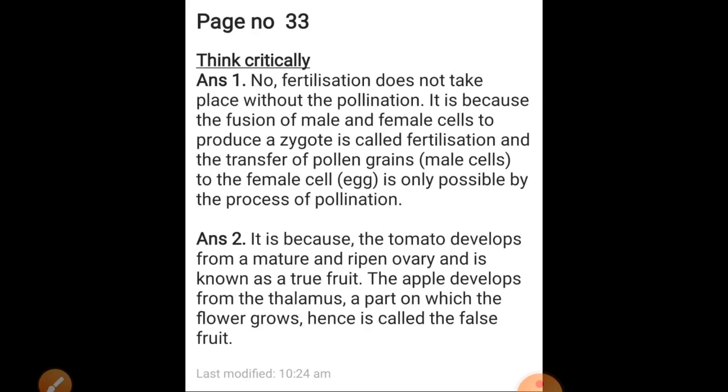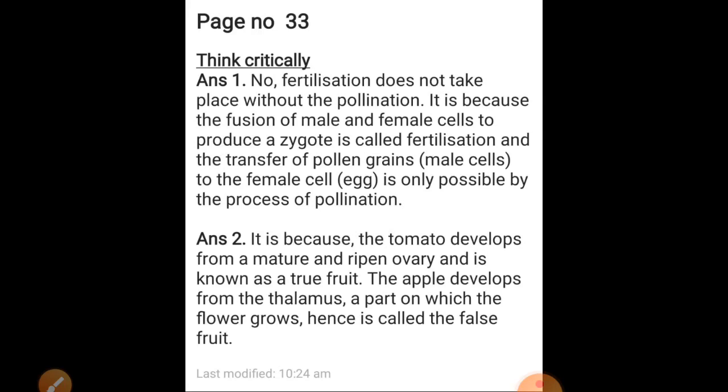Okay, now next question, tomato is a fruit but apple is not considered a true fruit. Give reason. So answer, it is because tomato develops from a mature and ripened ovary and is known as a true fruit. And the apple develops from the thalamus, a part of the flower, hence it is called a false fruit. In the explanation I have already explained what is true fruit and false fruit. So students, those fruits that grow from the ovary are true fruits, and if they grow from other flowering parts except the ovary, they are called false fruit.